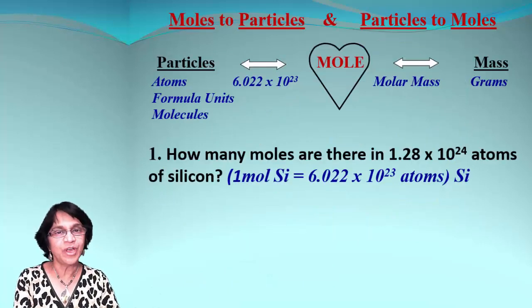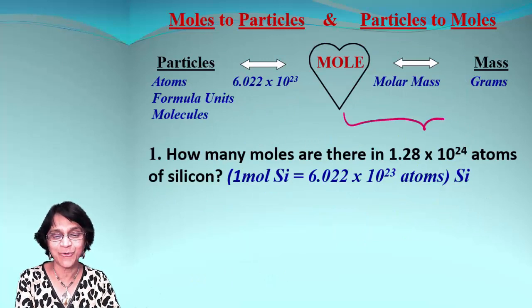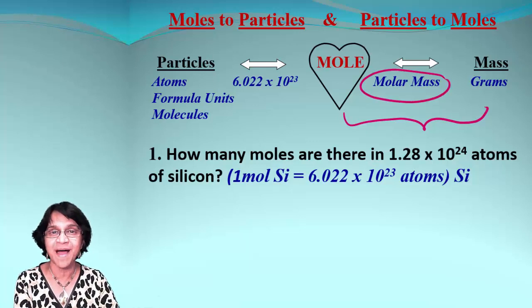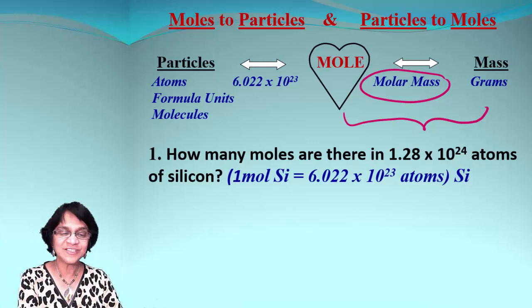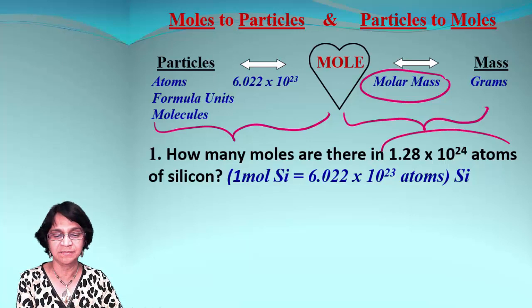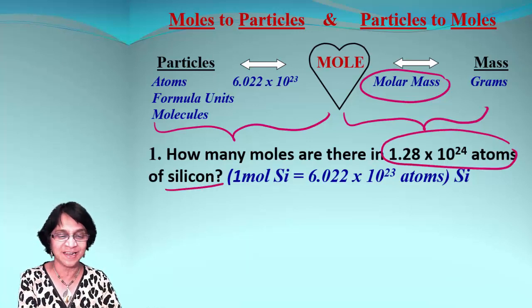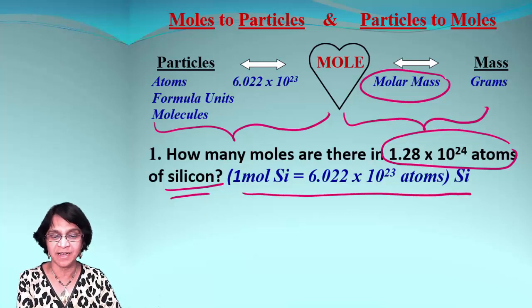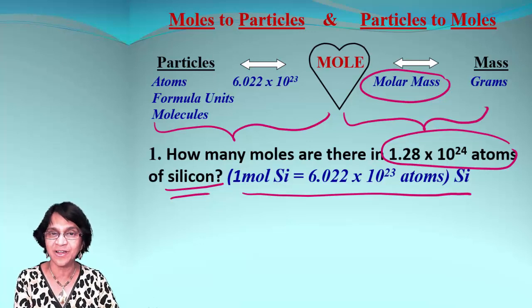So guess what? We already figured out how to go from moles to mass and mass to moles using, of course, molar mass, or in case of the element, it is atomic mass. Let's focus now on how to go from particles to moles and moles to particles. So our first question is, how many moles are there in these many atoms of silicon? And to help you, I already gave you that 1 mole of silicon is equal to 6.022 times 10 to the 23rd atoms of silicon.